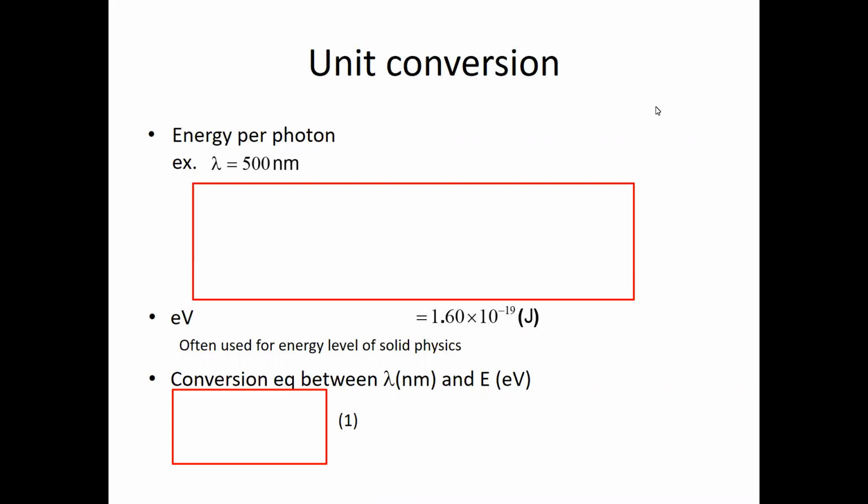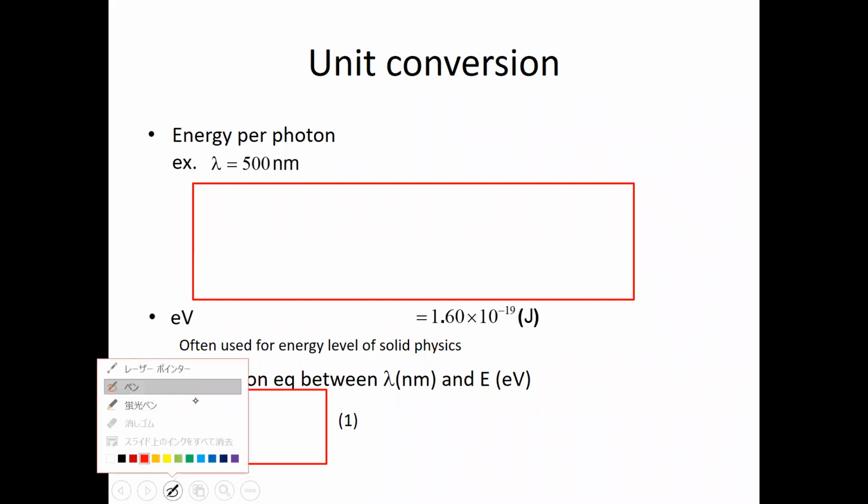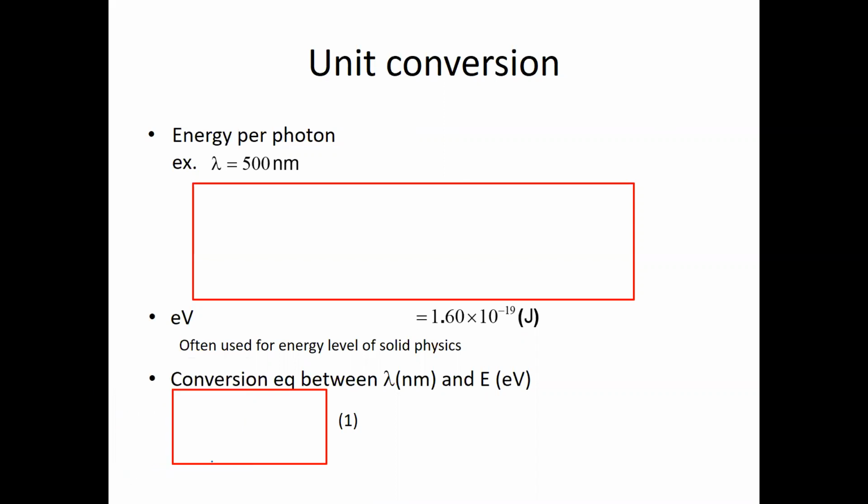Okay, so please stop the video for a while and then calculate the one photon energy in case you are using the wavelength equal to 500 nanometer of light, which is green light. So please think about that. Okay, then let's check it out.